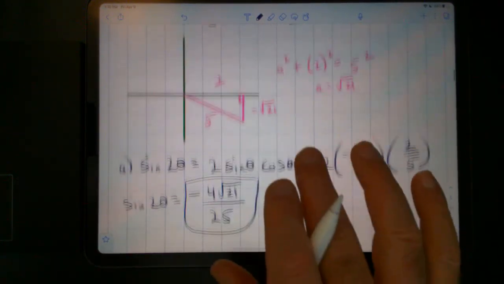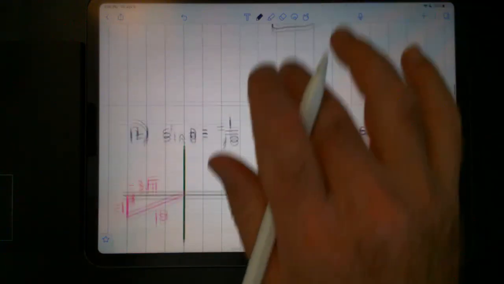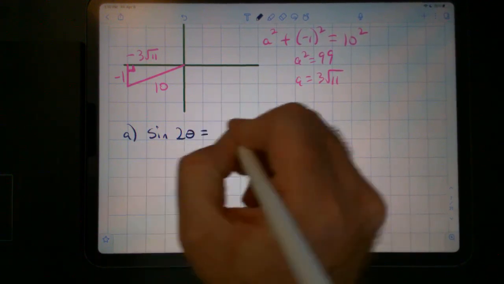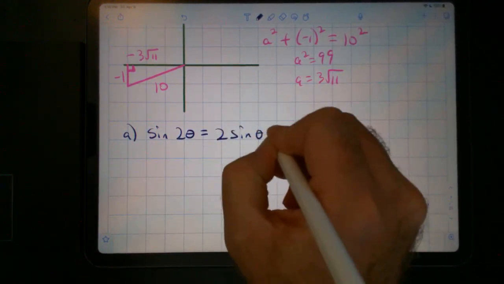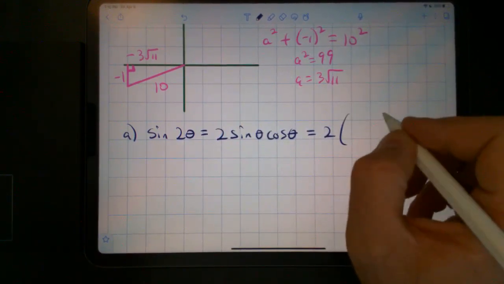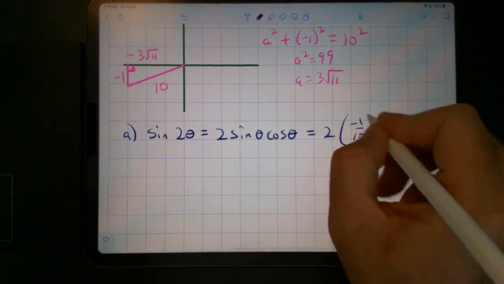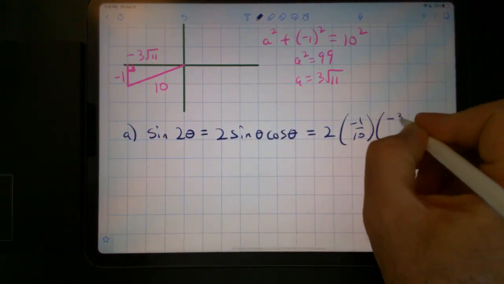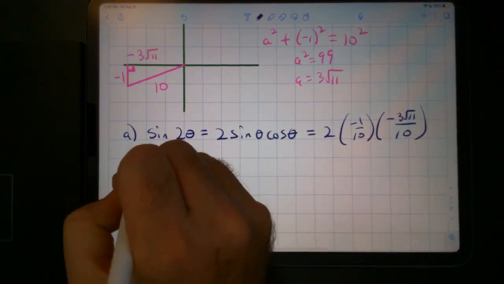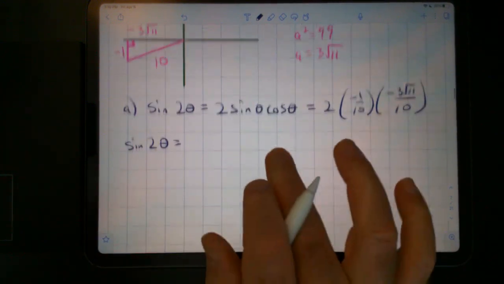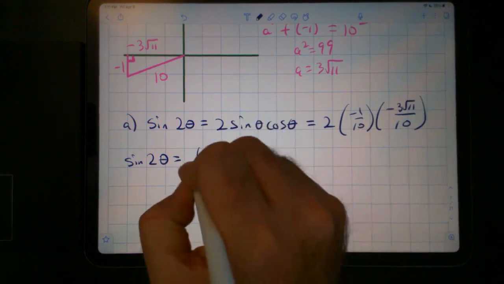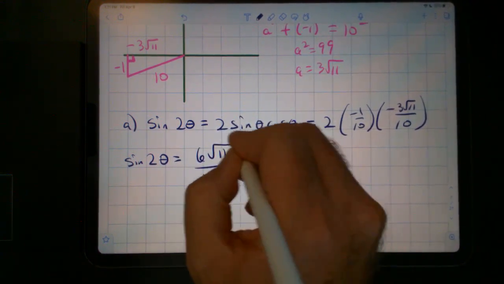So we need sine of 2 theta. This is going to be 2 sine theta cosine theta. So it'll be 2 times sine theta, which is negative 1/10, times cosine theta, which is negative 3 radical 11 over 10. So sine of 2 theta is equal to, negative times a negative is a positive, so this will be 6 radical 11 over 100.